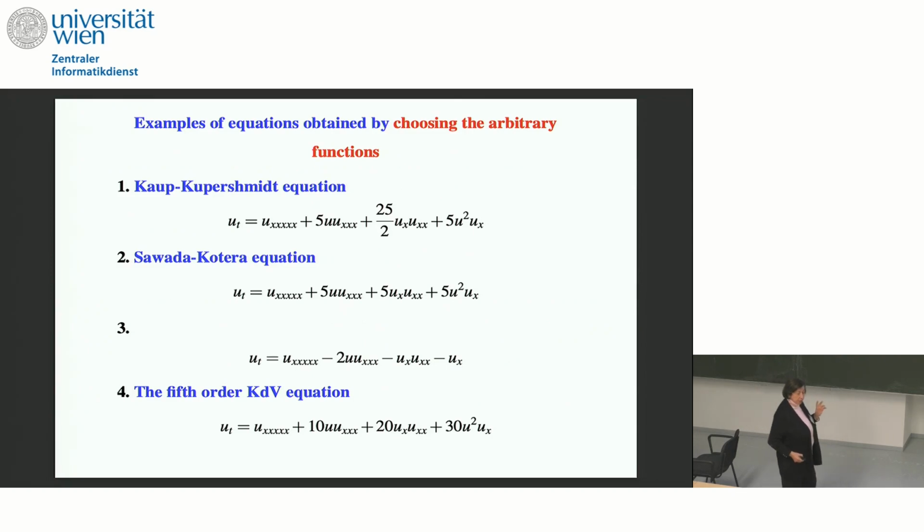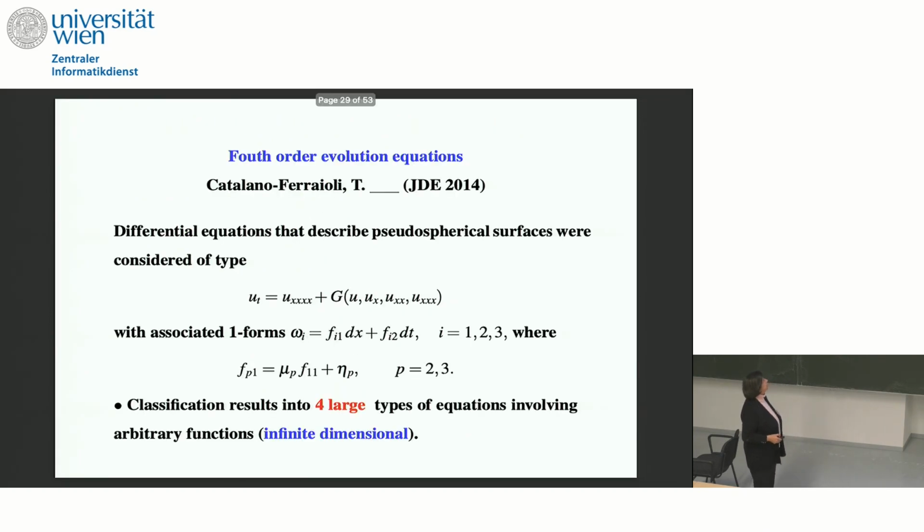Now, as I said, his classification involved arbitrary differential functions of a certain type. So if you pick those arbitrary functions properly, you get the Kaup-Kupershmidt equation, which is this one here, the Sawada-Kotera equation, this one that looks nice, and the 5th order KdV equation. So all these are special cases that describe pseudo-spherical surfaces, obtained by choosing the arbitrary functions, which you can choose.